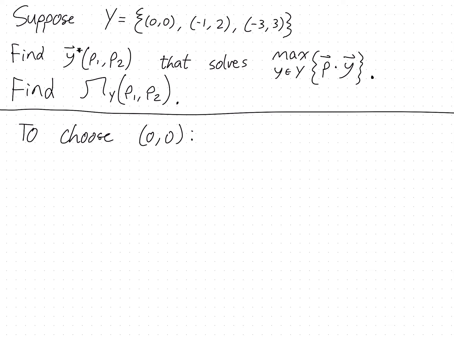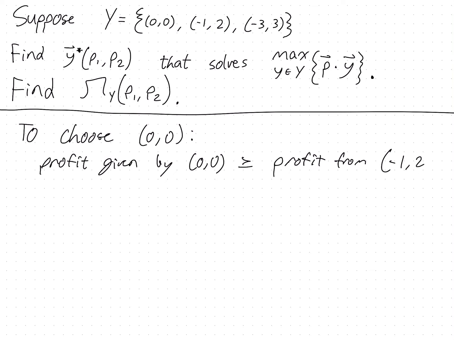If we were going to choose to produce nothing, it would have to be that both of these gave negative profit. It would have to be that the profit given by this one and by this one is less than this one. So we would write that as: profit given by (0, 0) is greater than or equal to profit from (-1, 2), and the same thing for the profit from (-3, 3).